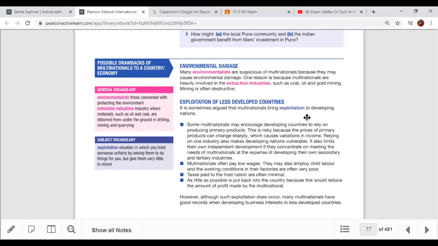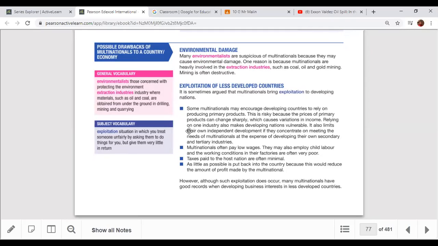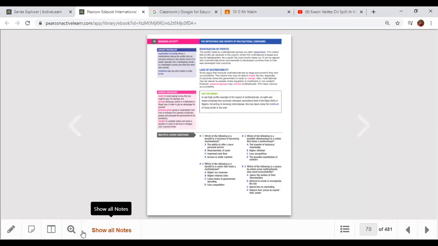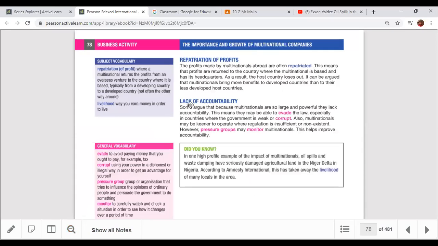But 80% of the income is repatriated to the home country, the country they are coming from. The head offices are in the USA or UK or wherever. So this is called exploitation. You can see the second disadvantage, the drawback, is exploitation of the less developed countries in terms of labor and in terms of money, financially. Another disadvantage of multinationals, as I told you, is the repatriation problem, the repatriation of profit.